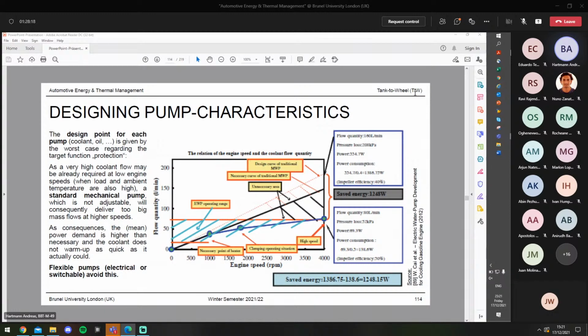Let's talk about the coolant pump. So if you consider a mechanical pump, which is fixed to the speed of the engine, for which operating point would you design such a coolant pump? So for which, let's say worst case scenario, do you need to design the coolant flow of such a pump? So let's consider the worst case scenario. What is the worst case scenario for the coolant flow?